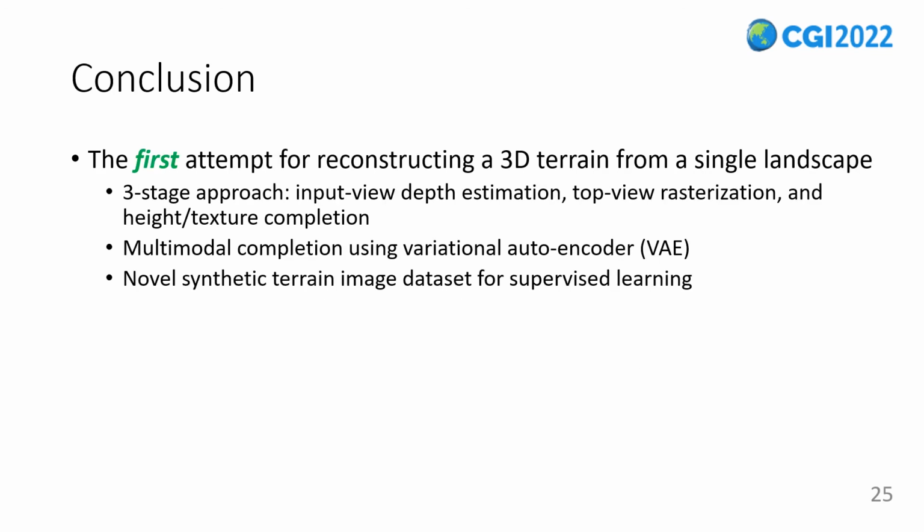Now I wrap up my talk. We have proposed the first method for reconstructing a 3D terrain model from a single landscape image. We employed a three-stage approach and multiple model completion using a variational autoencoder. For the supervised training, we built a synthetic dataset.